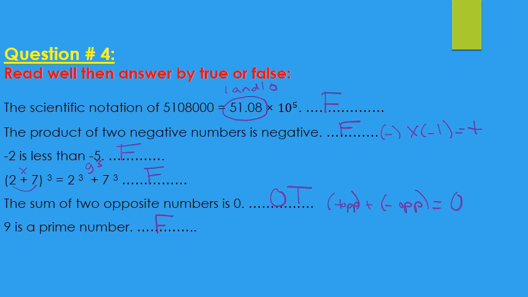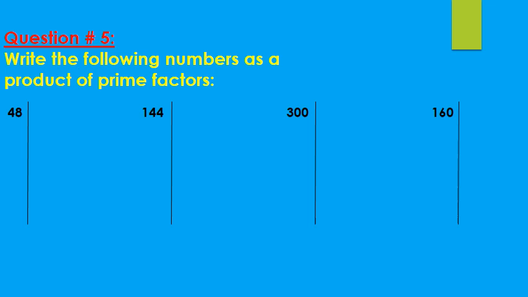9 is not a prime number because 9 has divisors 1, 3, and 9. If we divide 9 by 1, it will give us 9. If we divide 9 by 3, it will give us 3. If we divide 9 by 9, it will give us 1. So this is false because 9 is a composite number and not a prime number.